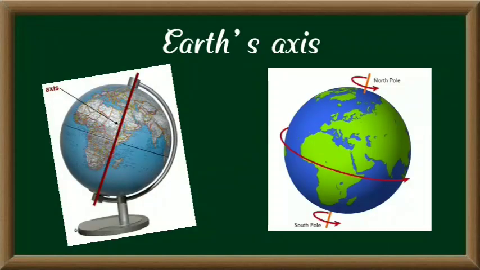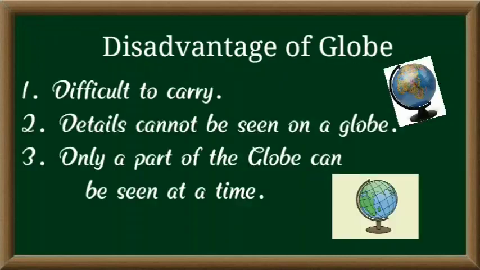Do you know what Earth's axis is? I will tell you. Earth's axis is an imaginary line that passes through the North Pole, center, and South Pole of the Earth. Around this line, Earth rotates from west to east direction, or anti-clockwise direction.